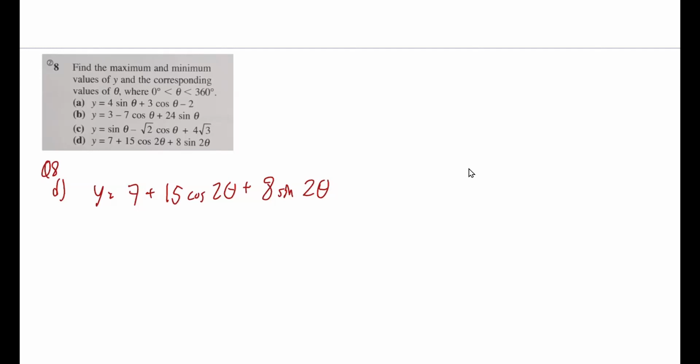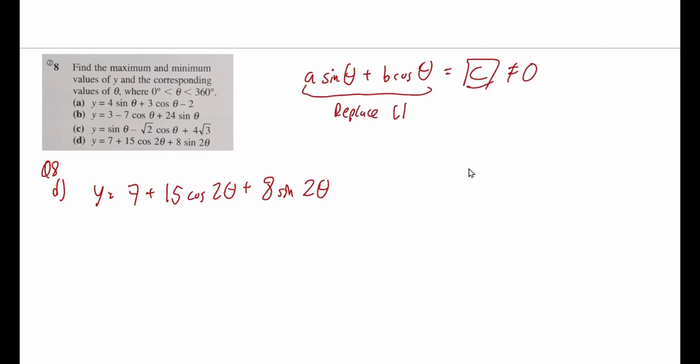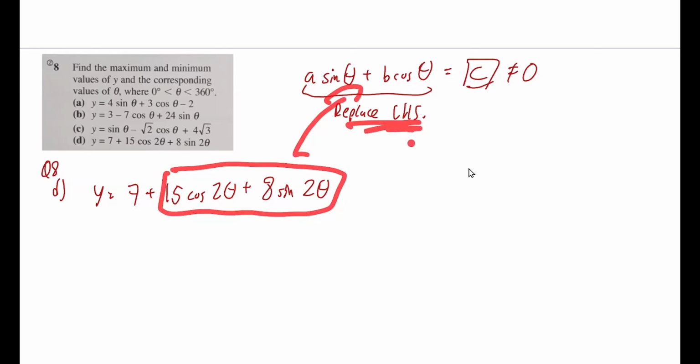Why? Because so far the R formula I've only taught you in the format A sine theta plus B cosine theta equals some constant C that's not equal to 0, and we replace the left-hand side. The left-hand side format does not involve a constant. It's only something times sine, something times cosine. Here also something times cosine, something times sine. We don't include the plus 7. Ignore the plus 7. Focus only on the last 2 terms, and then you replace the LHS using R formula. Is it clear? Leave 7 alone.